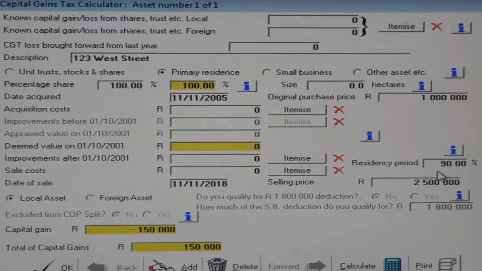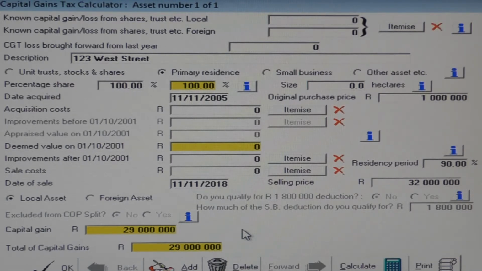Let's have a look at a case where we made a bigger profit. I'll change the sale price to 32 million. Here you can see that the residency period of 90% times the profit of 31 million is more than the 2 million rand primary residence exclusion, so our capital gain is the profit of 31 million less the 2 million rand primary residence exclusion as normal.